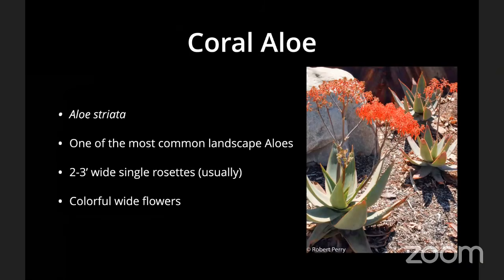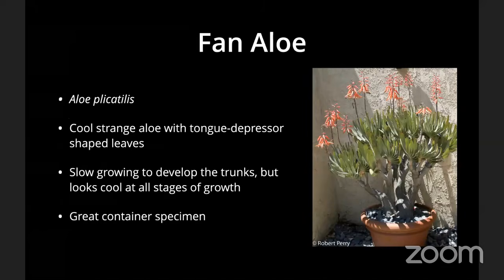And then coral aloe is another one that can take growing in full sun, and in our demonstration garden we have some in full sun, but to look the best year round, it really likes to be in part shade or afternoon shade, or even some dappled part shade. It's one of the most common landscape aloes. It has single rosettes. It doesn't offset, or rarely does, but it's mostly single rosettes that are going to get 2 to 3 feet wide, so pretty large, and then it gets those very broad orange flowers.